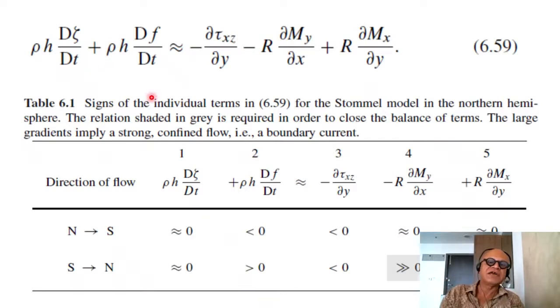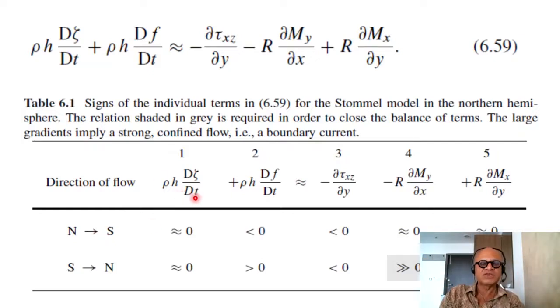Okay, so signs of the individual terms in 659 for the Stommel model in the northern hemisphere. The relation shaded in gray is required in order to close the balance terms. Okay, so the large gradients imply a strong confined flow, i.e. a boundary current. So in the interior you have flow going from north to south, so winds are forcing a southward flow.